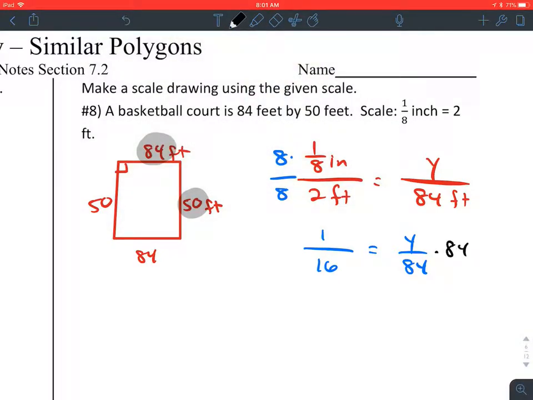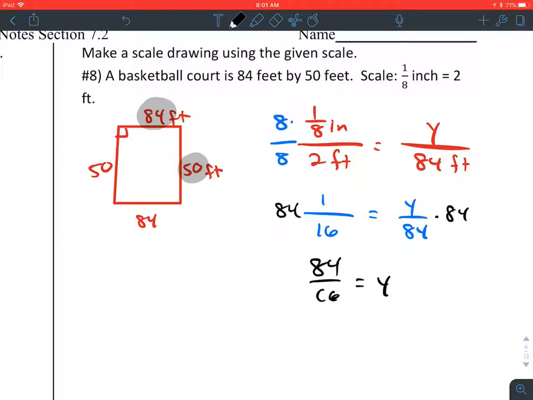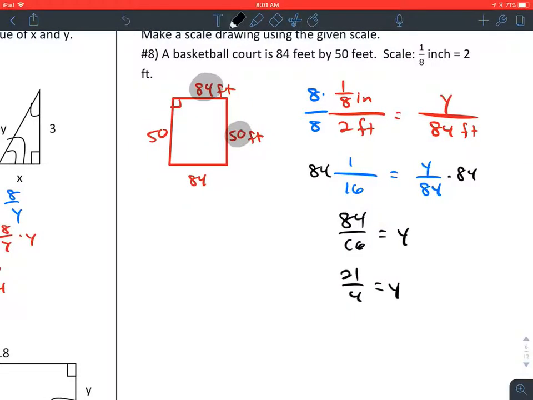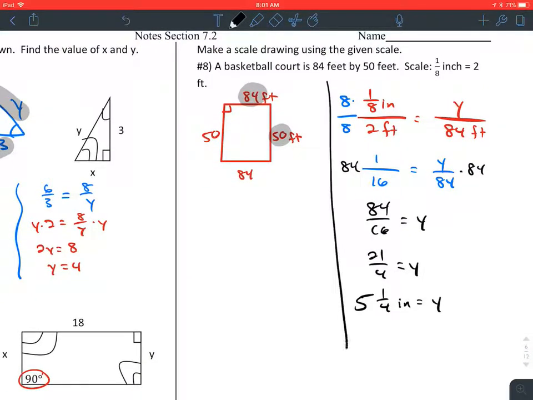To get y by itself, we're going to multiply both sides by 84. This gives me 84 over 16 is y. Does this reduce? Well, I can divide both of these by 4 and get 21 over 4. This is the only time, to my knowledge, I will ever ask you to write your answer as a mixed number. 4 goes into 21 5 times evenly. There's 1 left over. So it's 5 1/4 of an inch. Fractions, mixed numbers work well with rulers, with very little else.